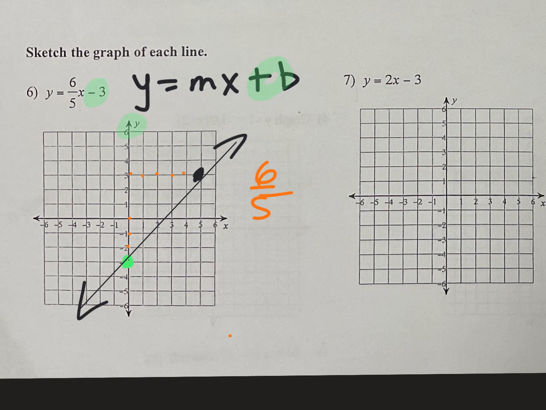And then for number 7, we're going to begin at that -3.